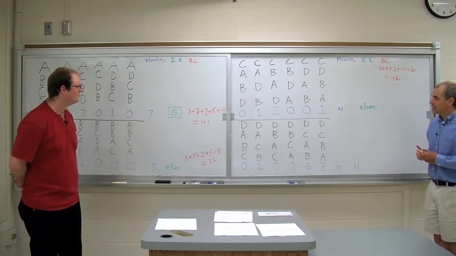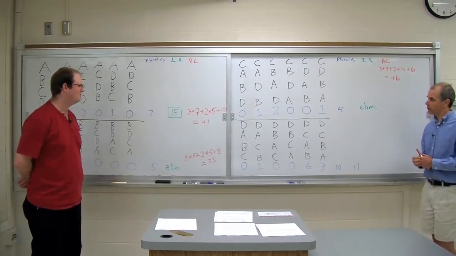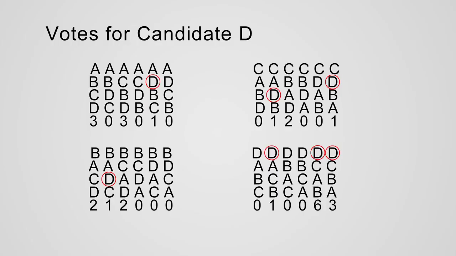Wow. And candidate D, our plurality winner, how many Borda count points did candidate D get? Well, he got 10 first place votes. How many second place votes did candidate D get? 1 here, 1 here, and nothing else. So 2 second place votes. And how many third place votes? 1 here, and 1 here. So 2 third place votes. Look at this. D got 10 first place votes, 2 second place votes, 2 third place votes, for a total of 36 Borda count points.